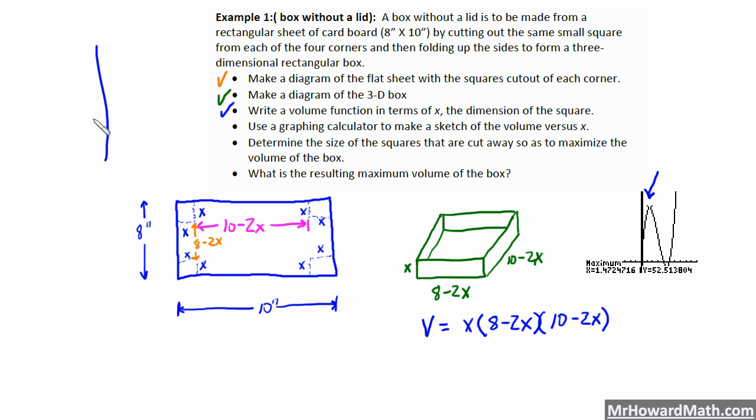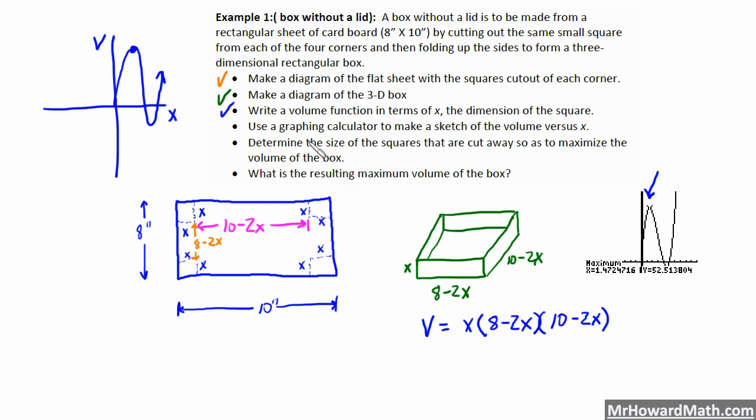So our sketch, which we have from our calculator, looks something like this. All right, and this would be our volume here, and this is x, the size of our cutout, and this point right here, that maximum was the key, and it is 1.47 for x and 52.5 for y.